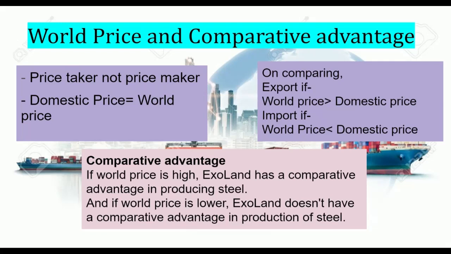So simply, if the world price is greater than the domestic price, we have an edge over the others in producing steel, and thus we will export steel. And similarly, if the world price is lower than the domestic price, Exoland does not have the comparative advantage, and the country will choose to import steel from the foreign market.